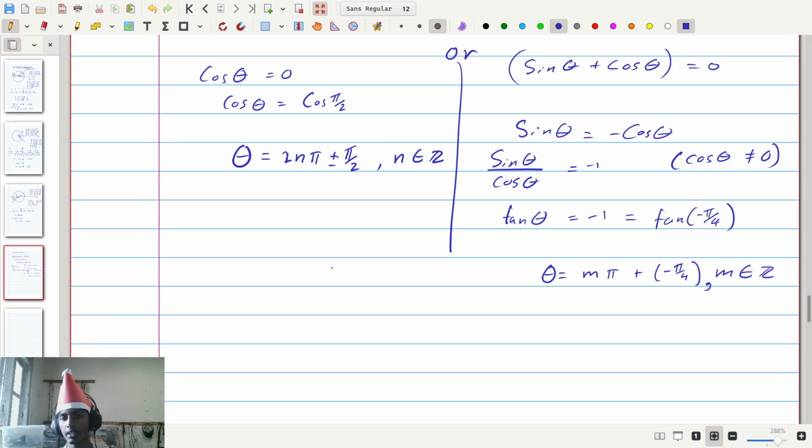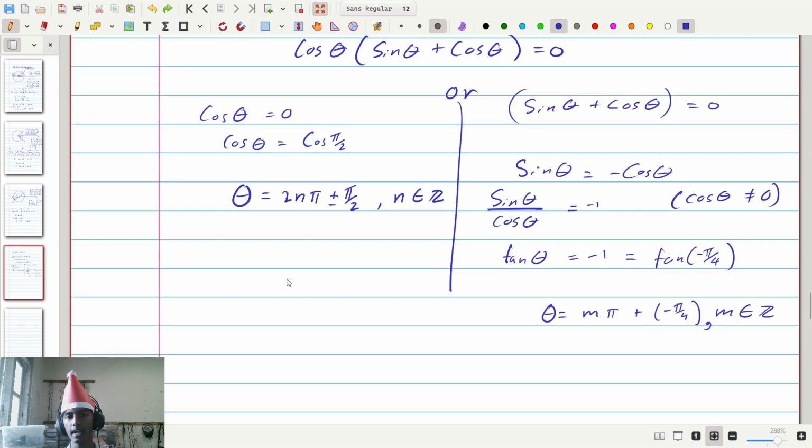The reason I put m instead of n is because I've already used the symbol n to mean something else. I don't want to repeat the symbol, so I have added a different symbol, m. It doesn't really matter, but I want to distinguish between this counting number and this counting number. For that reason, I'm using two different counting numbers. So this is one possible set of solutions, this is another possible set of solutions, but the combination between these two is an OR operator.